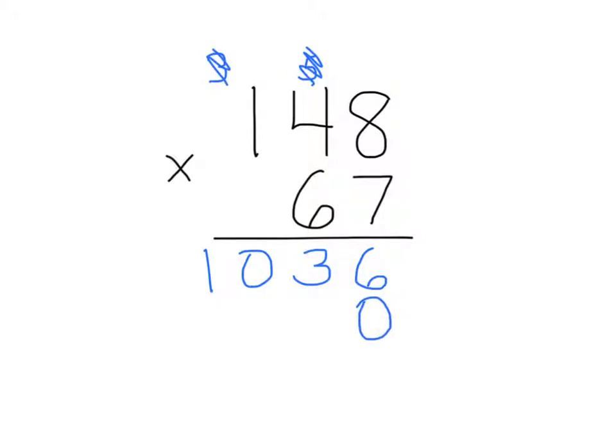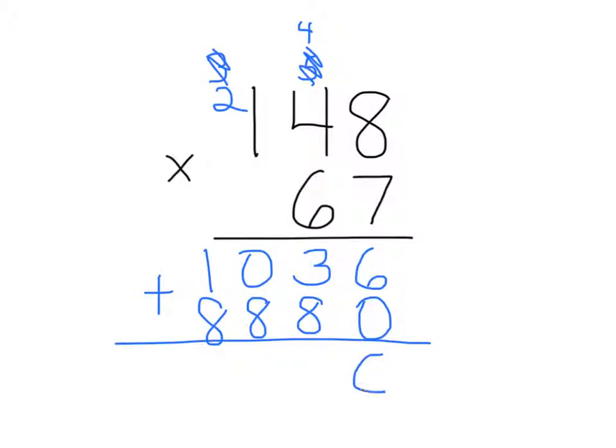Now we're going to multiply 6 times the 1s and then the 10s and then the 100s. 6 times 8 is 48. Put an 8 here, carry the 4. 6 times 4 is 24, plus 4 is 28. 8 here, carry the 2. 6 times 1 is 6, plus 2 is 8. Now we can add our two partial products.